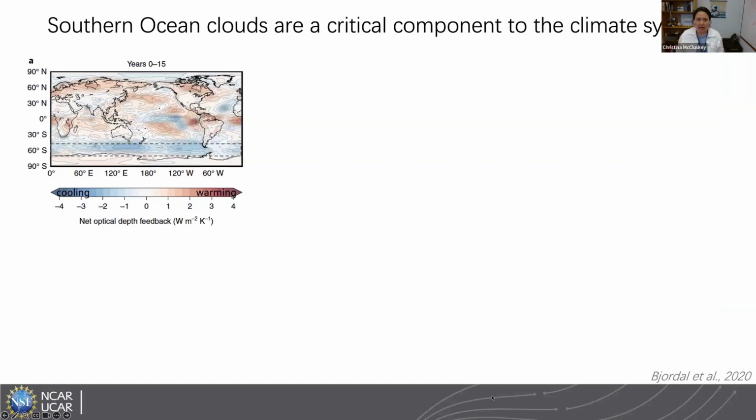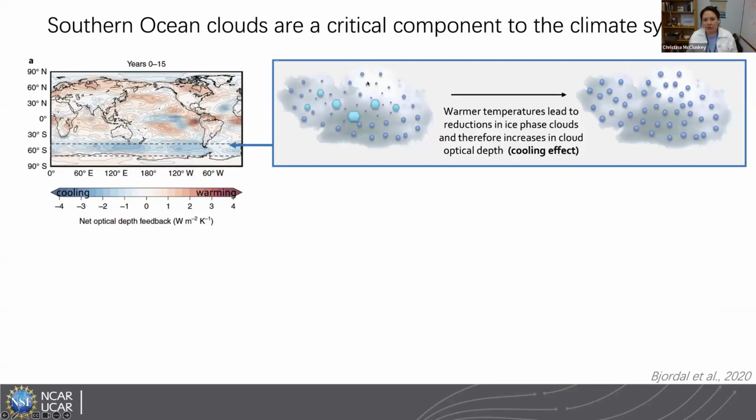We also know that because of this high cloud occurrence, the Southern Ocean is a really critical component of the Earth system. This was a nice study done a few years ago now, looking at a 150-year simulation. What's shown here is the calculated optical depth feedback from those clouds. You can see that over the Southern Ocean we have this cooling effect. This is due to the shift as warmer temperatures lead to more liquid-dominated clouds versus ice-containing clouds. These clouds become brighter, and that results in a cooling effect.